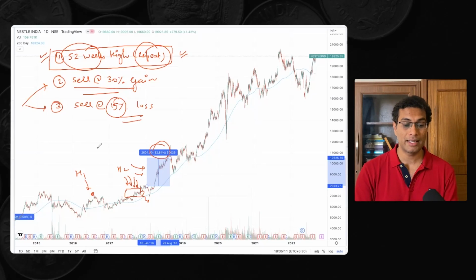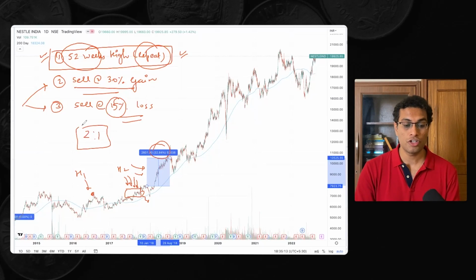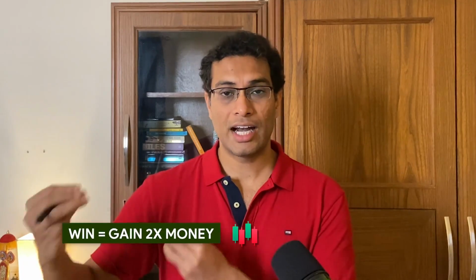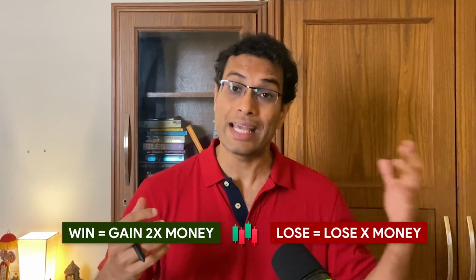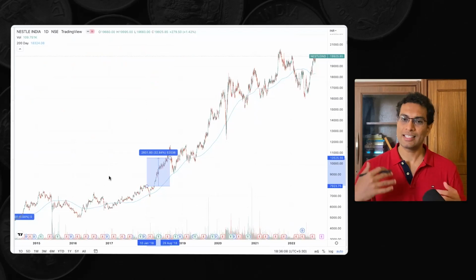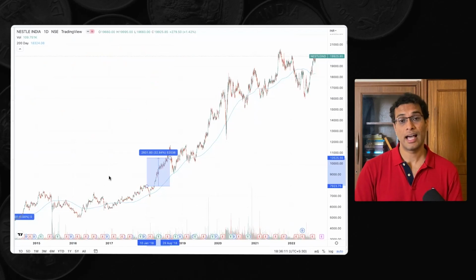Now you'll say, Akshat, how is this a guaranteed strategy? No, it is not a guaranteed strategy, but it is a mathematically sensible strategy because your risk reward is 2:1. If the strategy wins, you are going to make 2x money, and if the strategy loses, you are going to lose x money. So from a mathematical point of view, the strategy makes sense. Let us test this strategy again and see whether it actually works or not.